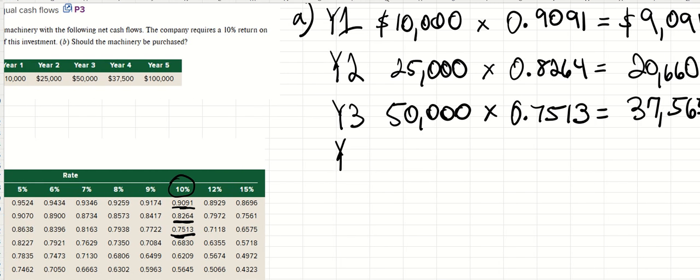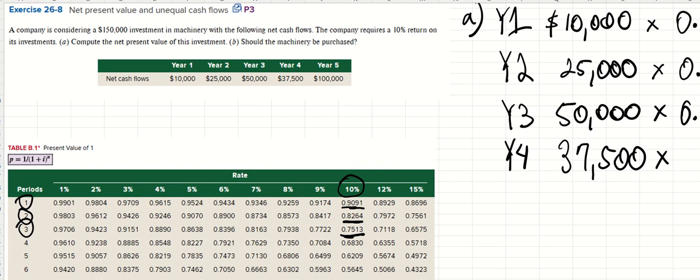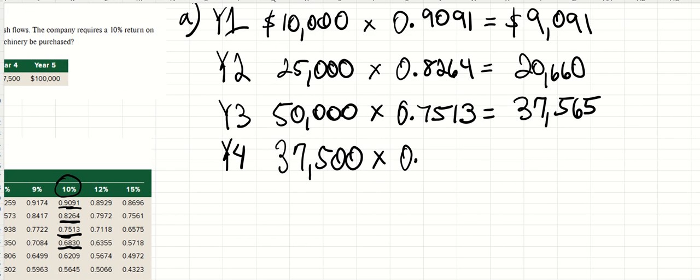Now we go to year four, take 37,500, multiply it by, well, go to the table first. We're in period four, and we're going to multiply it by 0.6830. Okay, that's going to give us $25,613. I believe it's 25,612 point something, but rounding it to the nearest whole dollar, that's going to give us this amount, $25,613.